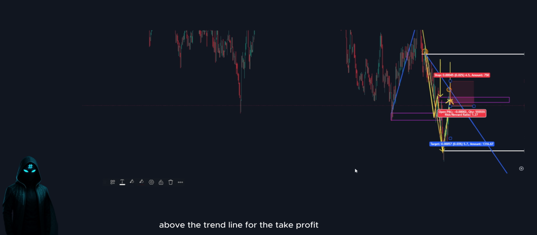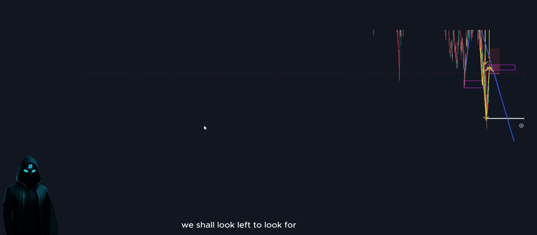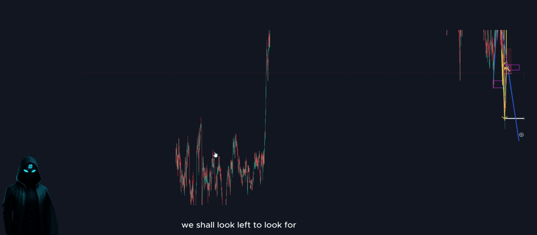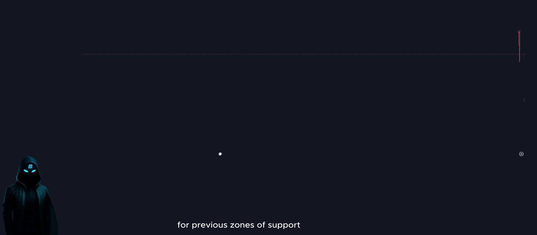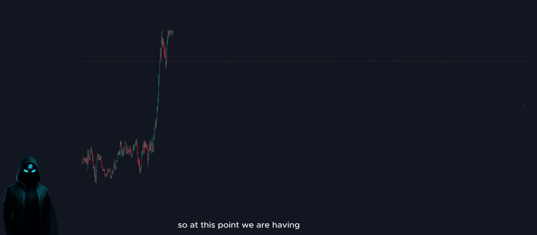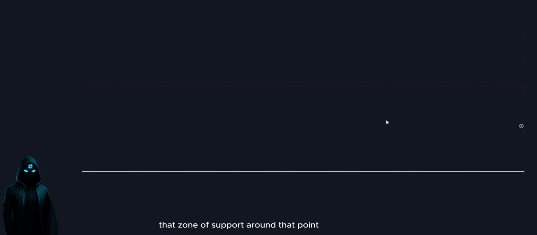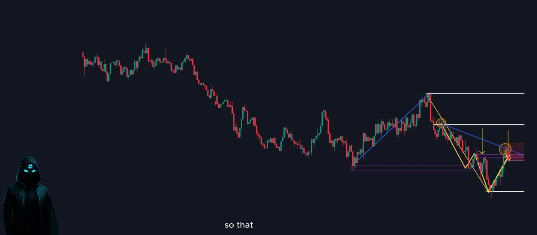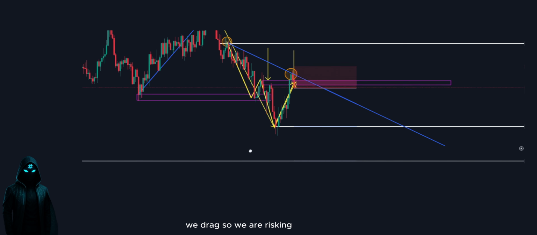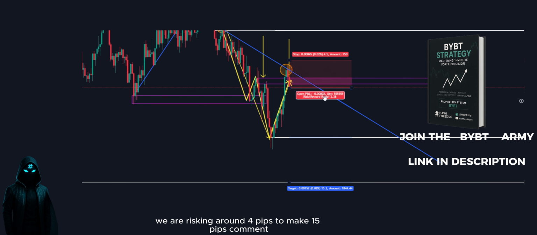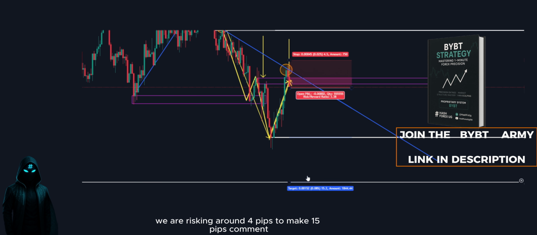For the take profit, we shall look left to look for previous zones of support. So at this point, we are having that zone of support around that point. So that zone of support is going to act as our take profit. We drag. So we are risking around 4 pips to make 15 pips.